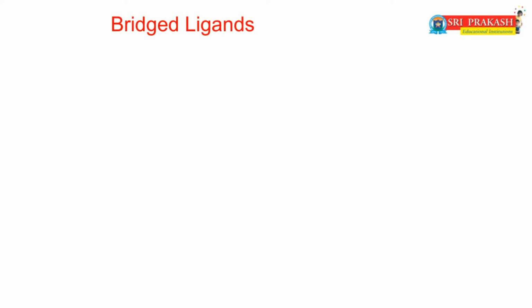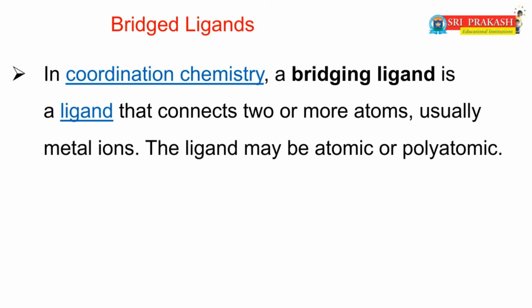Now first of all we will discuss the bridged ligands. In coordination chemistry, a bridged ligand is a ligand that connects two or more atoms, usually metal ions. The ligand may be atomic or polyatomic. That means these ligands have more than one lone pair of electrons, and these lone pairs of electrons are donated to the empty orbitals of the metal to form a complex.